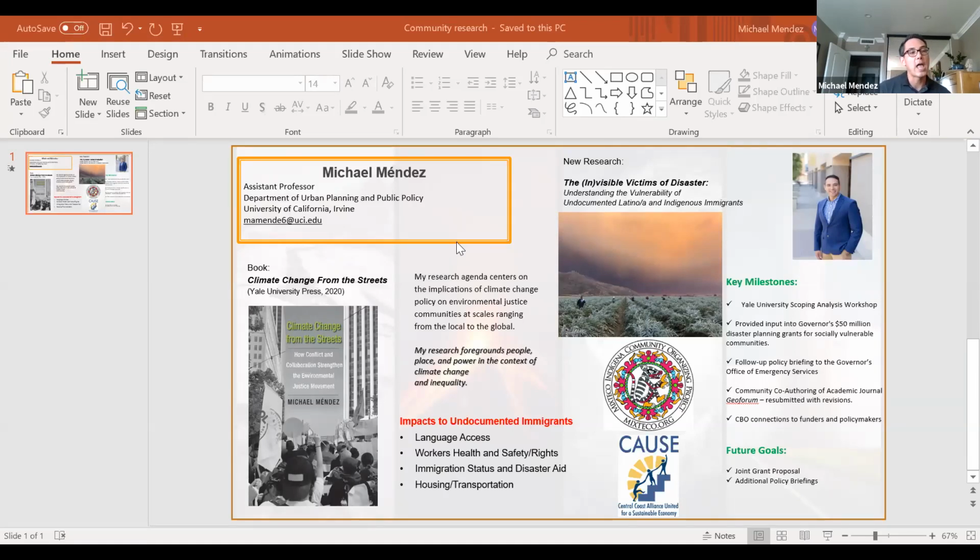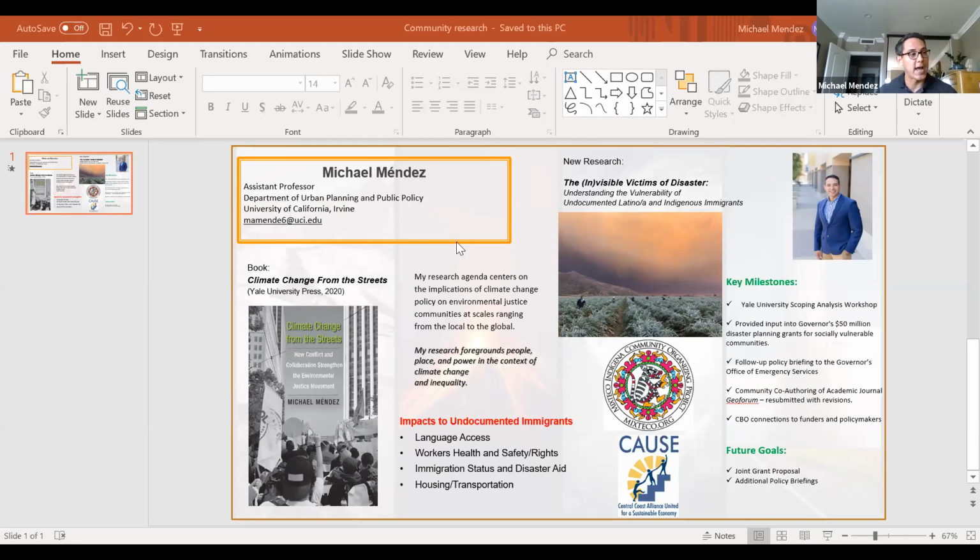The first was having a scoping analysis workshop where I brought community leaders from Ventura and Santa Barbara counties, as well as California state policymakers, to work with my graduate students as well, to really identify what the impacts to undocumented immigrants were in the Thomas wildfire. And based on that scoping analysis, we were able to find that there were four key direct impacts to undocumented immigrants.